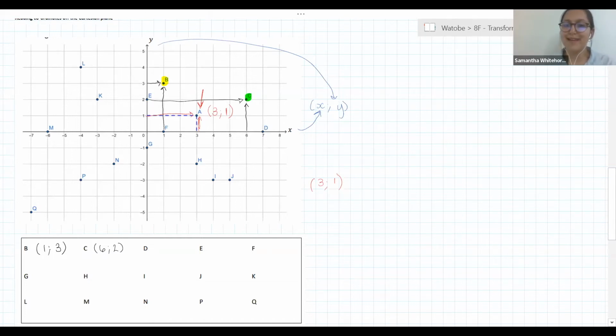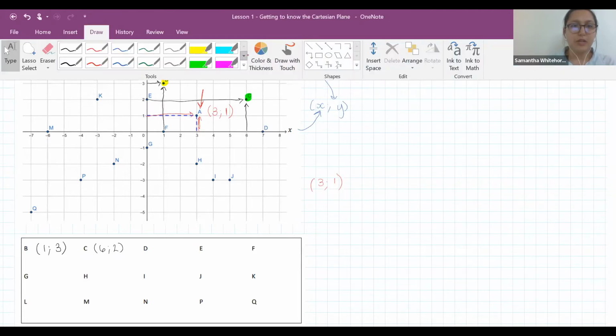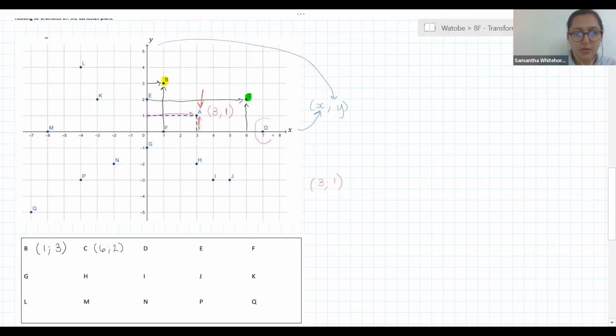So guys, remember x first and then y. And it's super important we do it in the correct order. If we mix them up, we're getting a completely different coordinate. Right. D is a little bit trickier. Who can try and tell me what the coordinate for D is? So D is the one I'm circling in this pinky purple color.